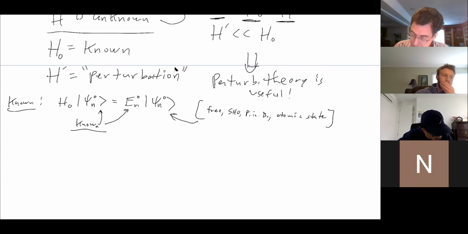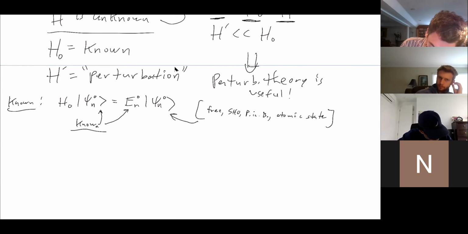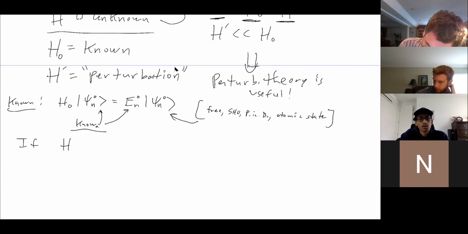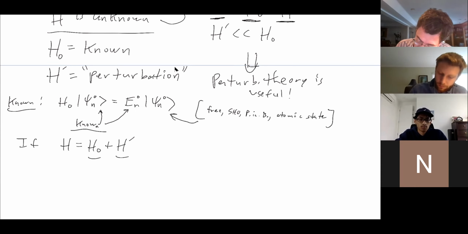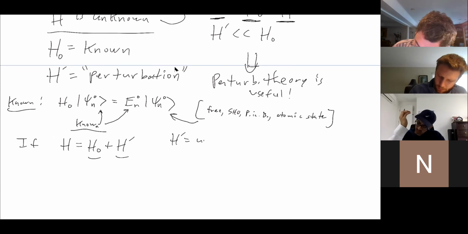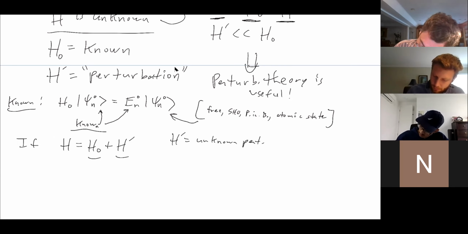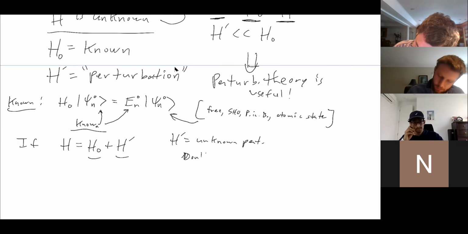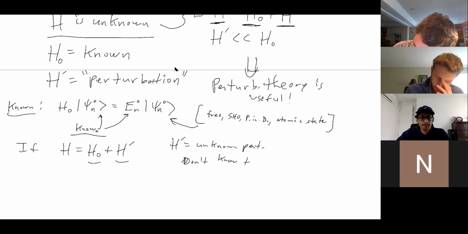Let's talk about it some more. If I can write my unknown Hamiltonian as a known Hamiltonian plus an unknown perturbation, H prime, what I mean by unknown is just that I don't know the eigenstates.